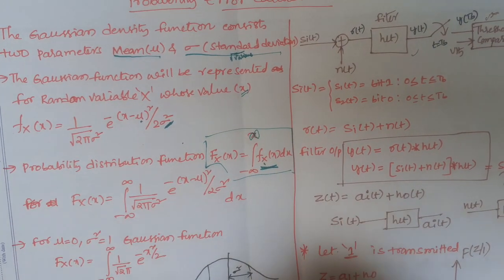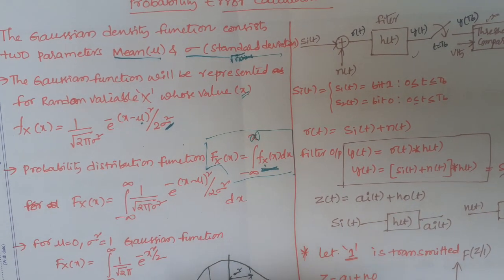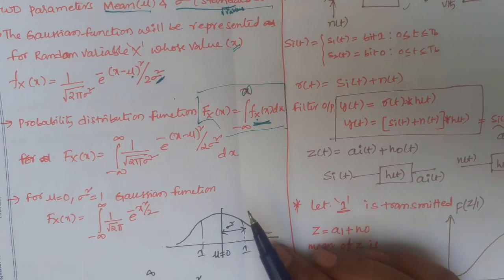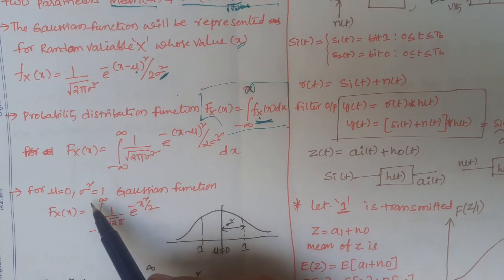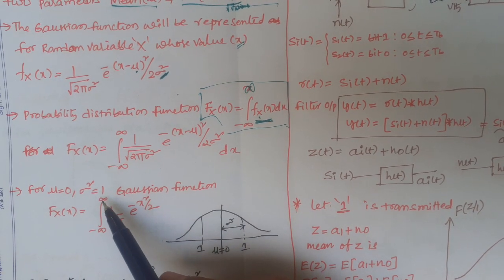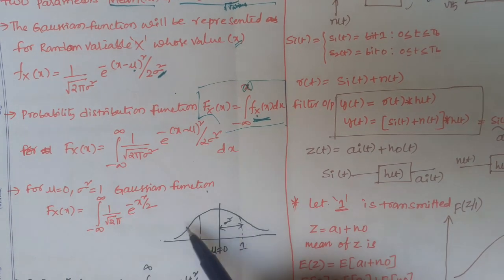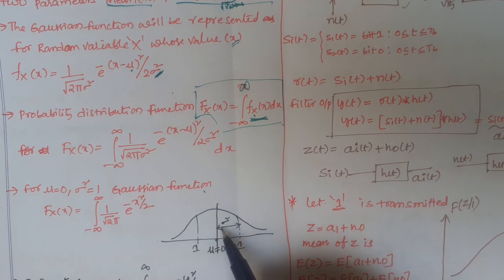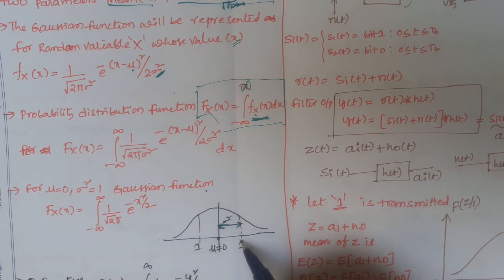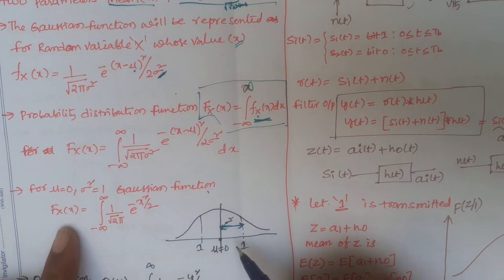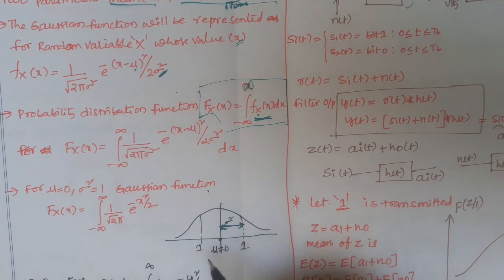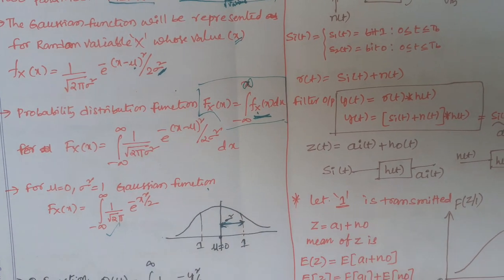Now see here, I am applying mean mu equal to 0 and variance equal to 1, and the Gaussian function becomes like this. So here the mean mu is 0 and the variance is 1. My probability distribution function F_X(x) becomes this.